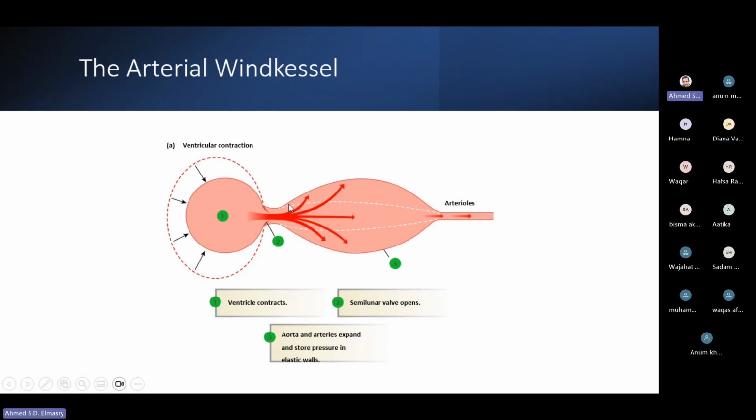This is supposed to be the aorta, the white dashed line. This is supposed to be the baseline of the aorta. But after ejection of the blood from the left ventricle, the aorta will be distended from this point to this point, from this point to this point. This distension is because part of the blood has been stored in the wall of the aorta.